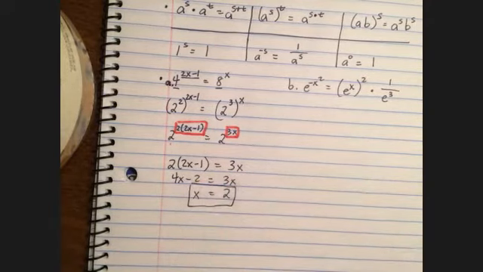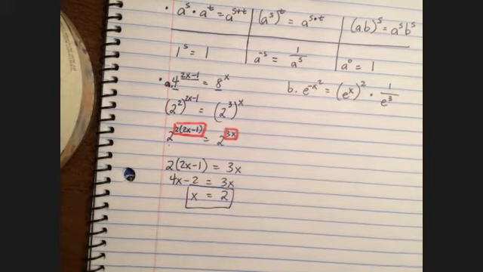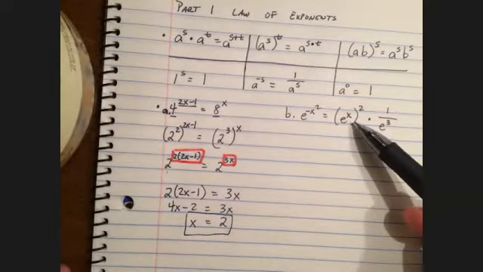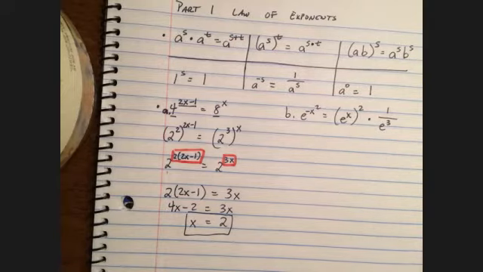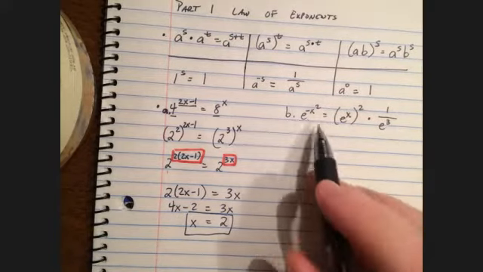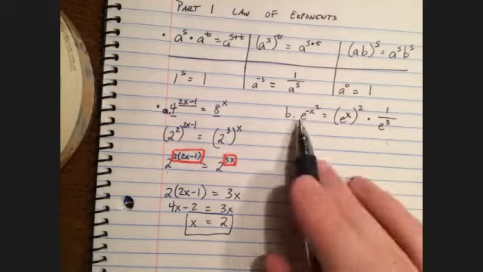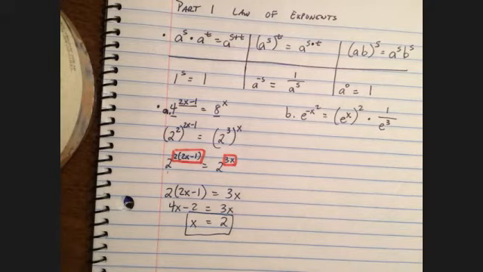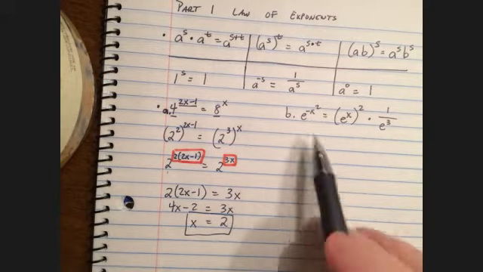All right, let's go to the next one. e to the negative x squared equals e to the x squared times 1 over e cubed. So the first thing that's nice is we notice that e, this number that's approximately 2.718, is already their base.